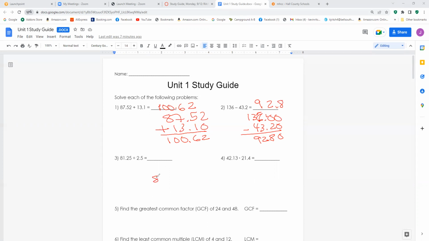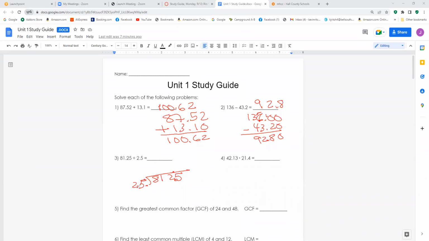Number three, we're putting 81.25 in the box, 2.5 outside the box, which means we're going to move our decimal one place to the right. Inside the decimal, one place to the right. So we're going to bring that decimal straight up. So let me get rid of our original decimals. So that was 25 now.